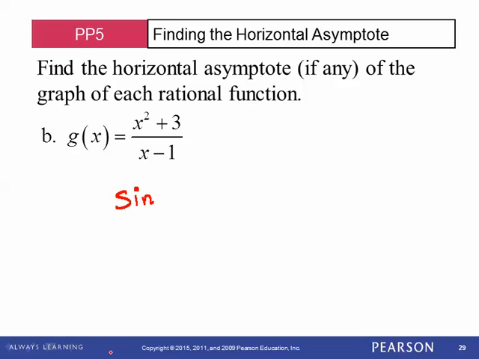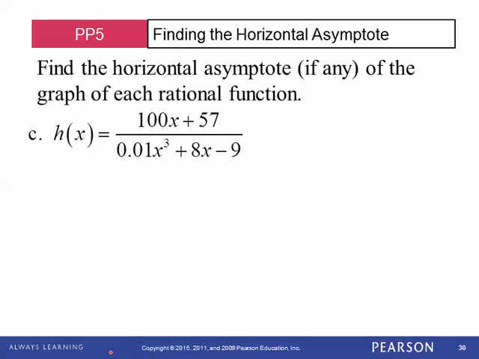Look at this here. Since the degree on top is higher than the degree on the bottom, we have no horizontal asymptote. It will never go towards a horizontal line where both graphs are going to tend to. And this one.